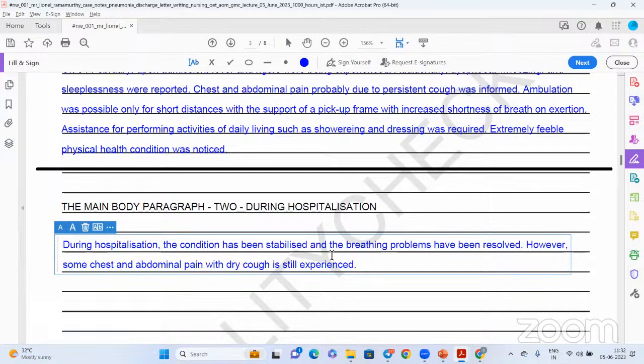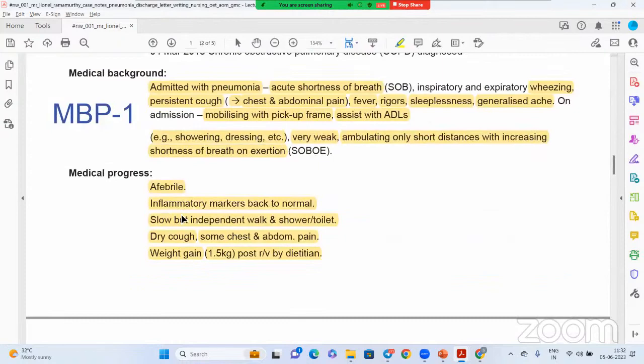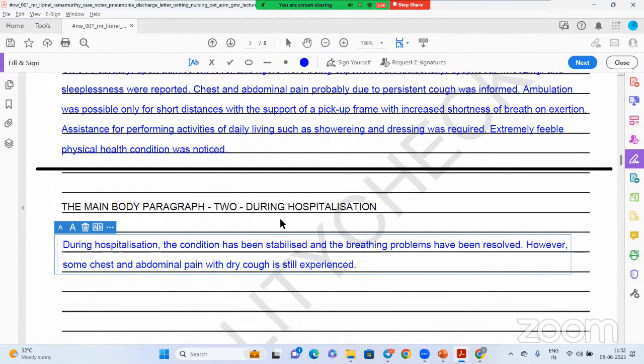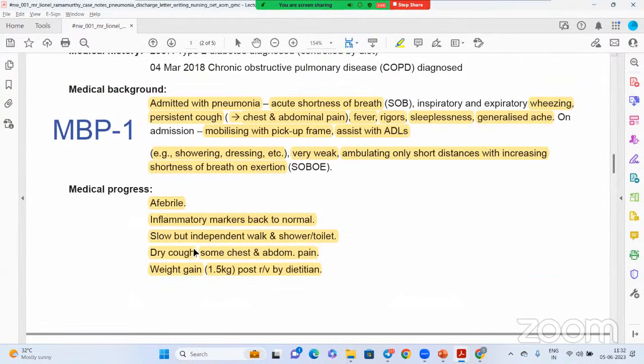Now next, what is there? So, weight gain. So, you are writing to whom? To the community care home. So, now we no need to write that here. Next one. Inflammatory markers are back to normal, condition stabilized. So, independent walking and showering. Okay, this one you have to write. Slow but independent walking and showering. Yes.